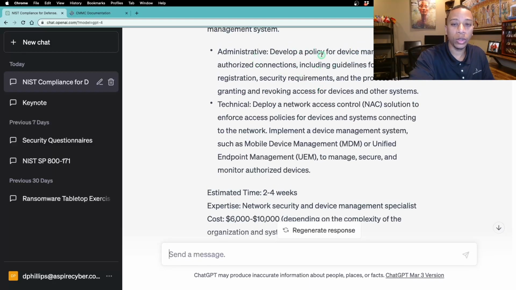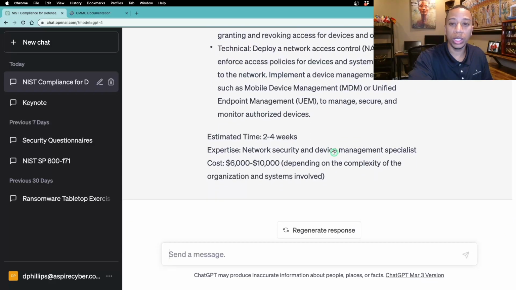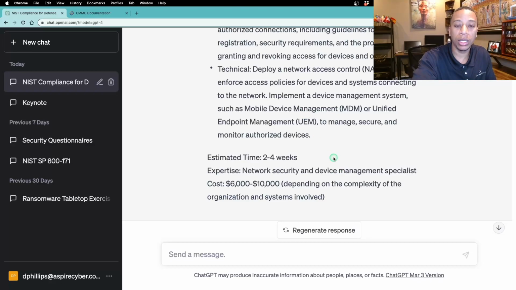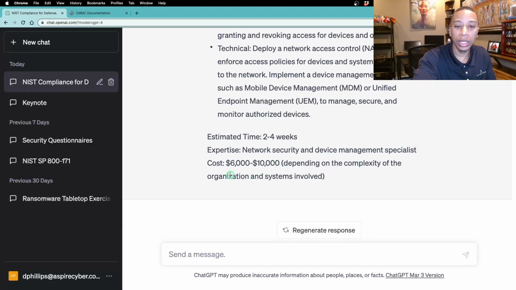So we're still always going to have our policy. Our policy is going to provide that governance to let everyone know what is required, what's prohibited, and just to give your end users guidance. But as far as a technical solution, we're going to need a network access control solution. And we also can have a mobile device management system, unified endpoint management, just other types of technical controls you can use to accomplish this assessment objective. And still giving us the estimated time and cost.